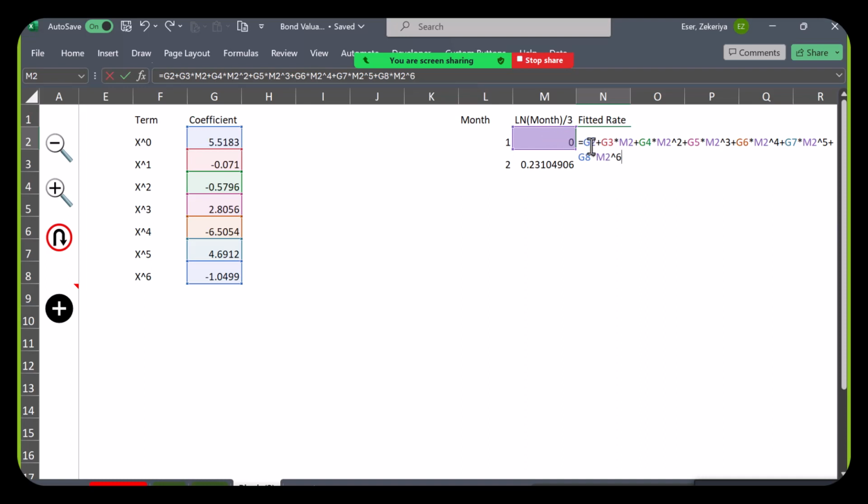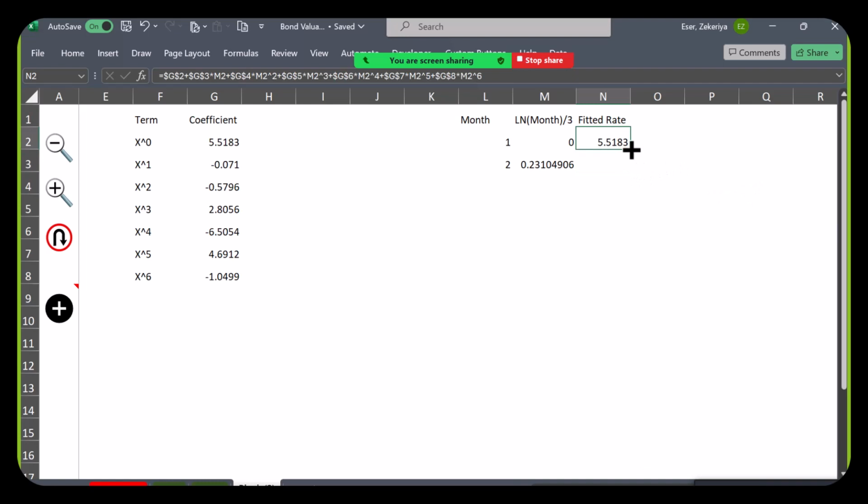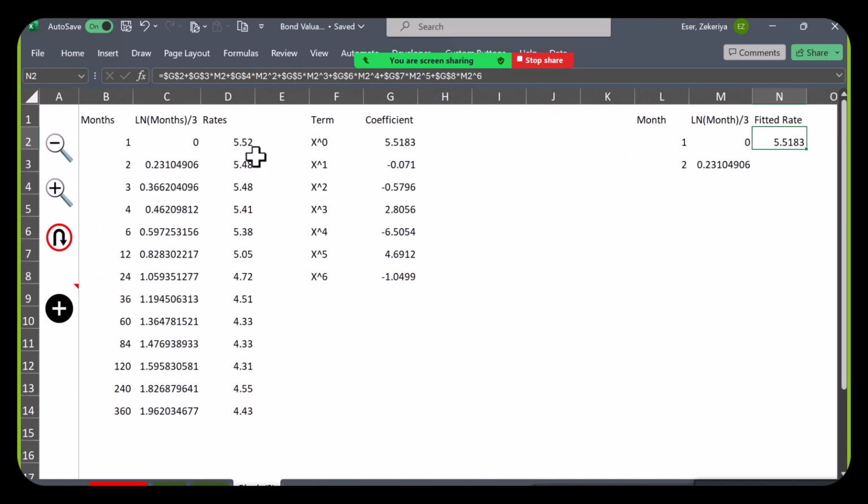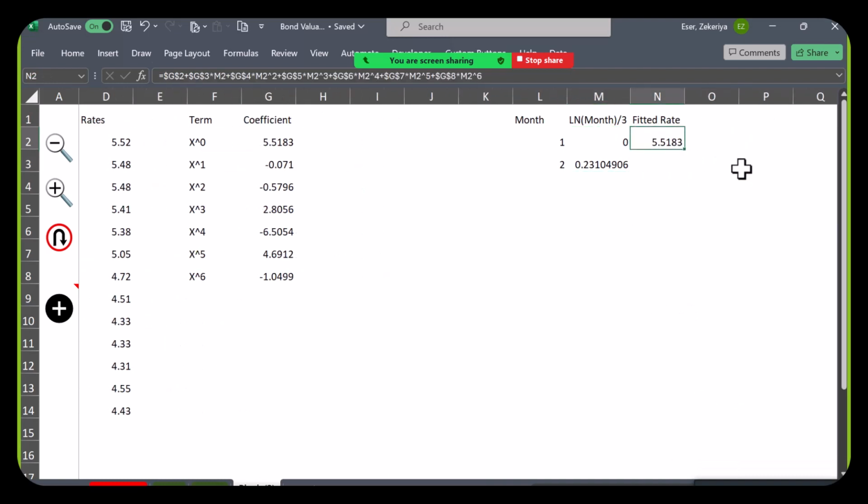let's make sure that all the G's are fixed. So this is the fitted rate. As you can see, it's not necessarily the same as the actual rate. But then again, those rates are rounded up to 2 digits. Maybe we should do that too.